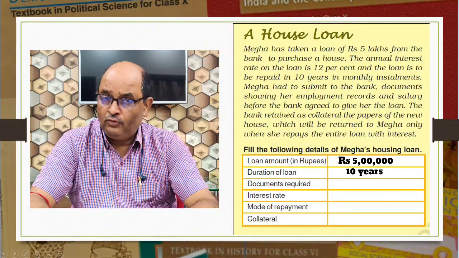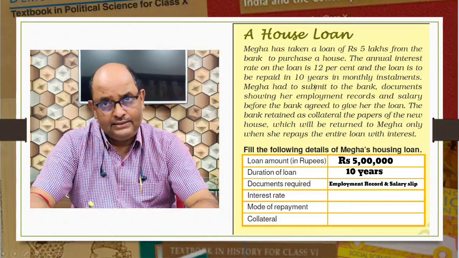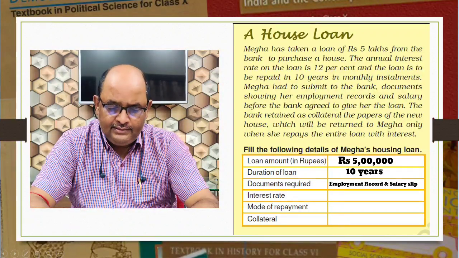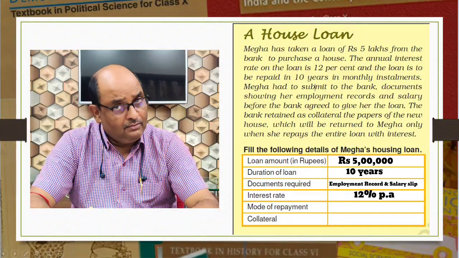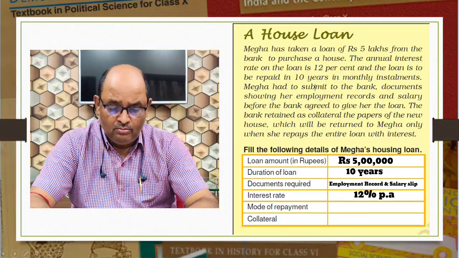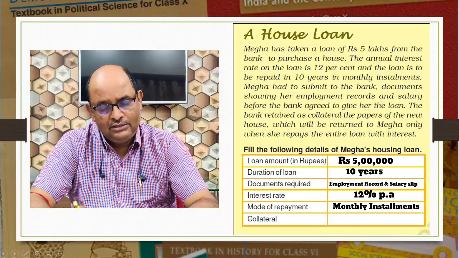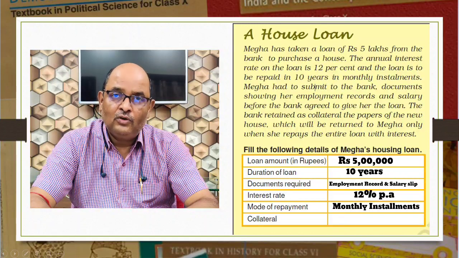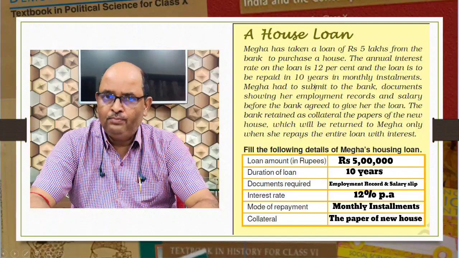Documentations required. So what are the documentation required? There are employment records and salary slip. Next, interest rate. So the interest rate is 12% per annum. Next is your mode of repayment. The mode of repayment is monthly installments. Next, collateral. What is the collateral here? The paper of the new house. I hope you have understood this.